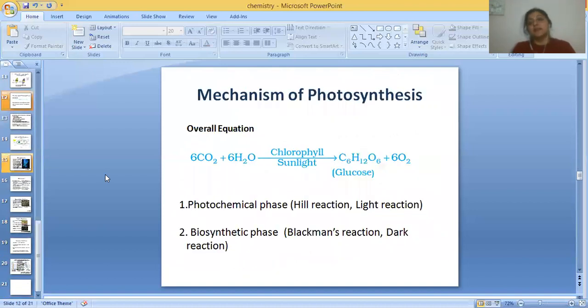So what is the mechanism of photosynthesis? This is an overall equation where we need carbon dioxide, water, chlorophyll, a green color pigment, and sunlight, and it will produce glucose or carbohydrate, and release oxygen as a byproduct. Photosynthesis takes place in two phases. The first phase is the photochemical phase, or Hill reaction, or light reaction. The second phase is the biosynthetic phase, Blackman's reaction, or dark reaction.